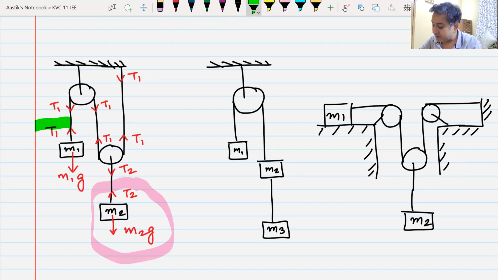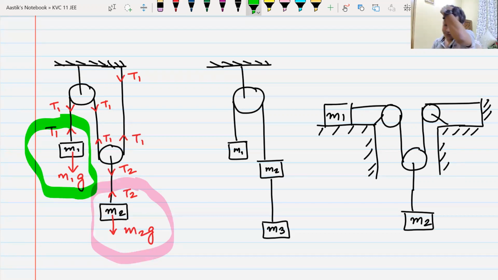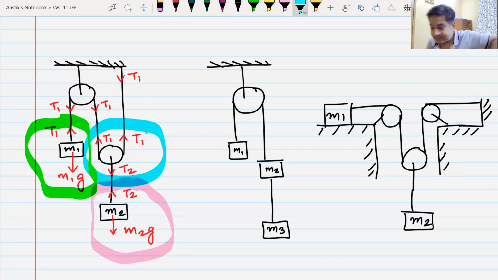This green one becomes the free body diagram of M1. Do we understand this? This blue one becomes the free body diagram of this pulley. Now, remember, from this, I've drawn the free body diagram of the pulley.